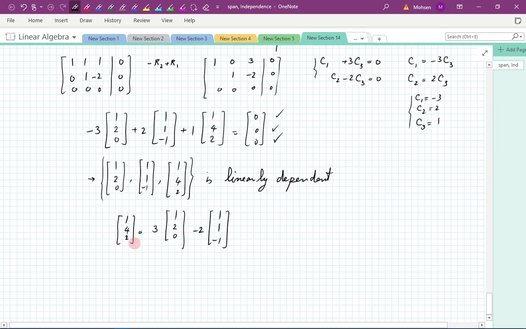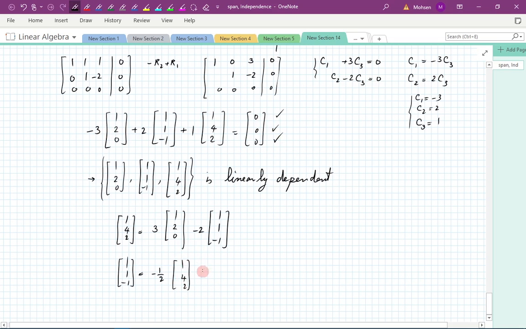So for example, you can take 1, 1, minus 1 and take the other ones to the other side, divide by 2, so it becomes minus 1/2. So this one goes to the right hand side, divided by 2, 1, 4, 2.